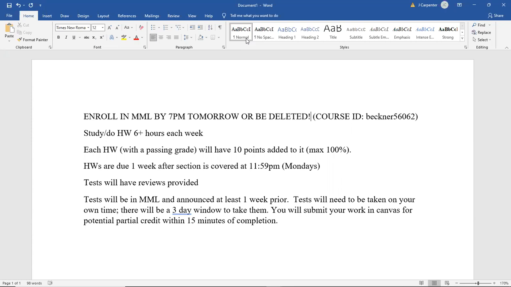So I'm going to just say one or two things that are up here, and then I'm going to go into the syllabus, and then we'll show some stuff in MyMathLab, like how to register for it, where things are located, what things look like. We'll show you what Canvas has for you as well.